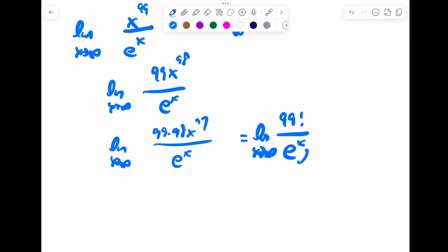So what happens as x goes to infinity? The top has a finite number, and the bottom is going to be an infinite number. So this will eventually go to 0. Does that make sense?